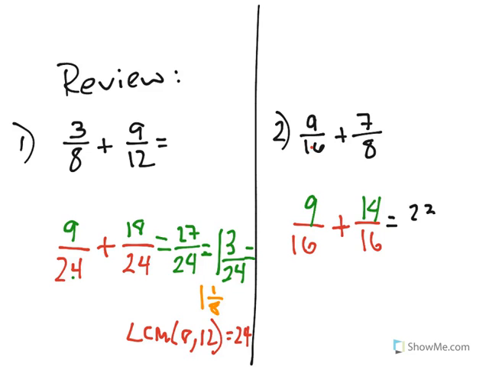9 plus 14 is 23 over 16, and once again, this improper fraction should be converted to a mixed number. 16 goes into 23 one time, and you have 7/16 left over. Okay, that's it for the review.